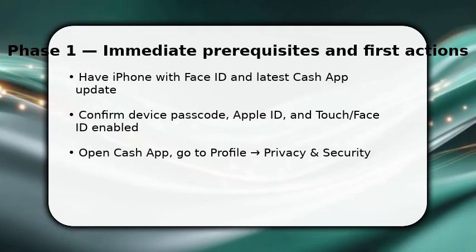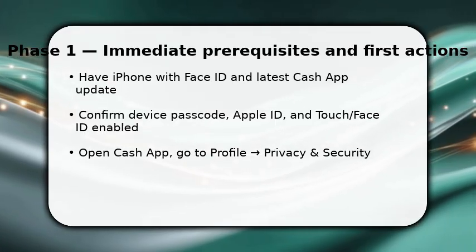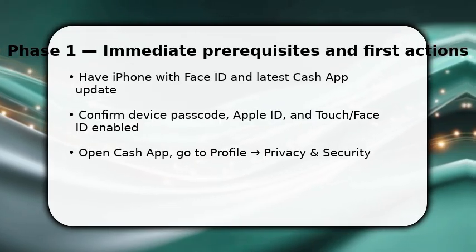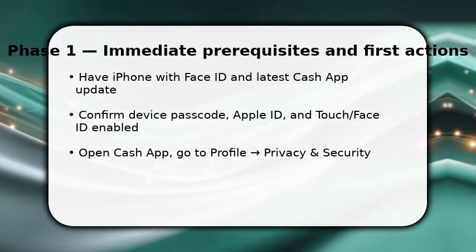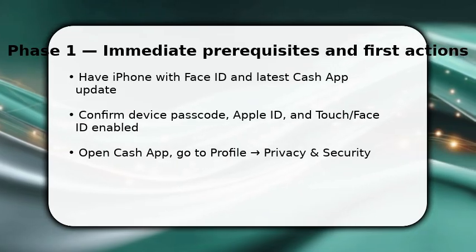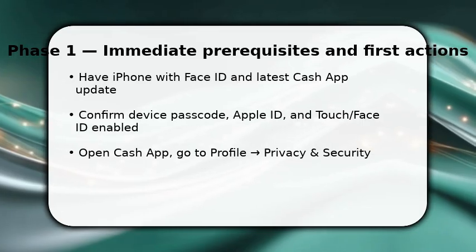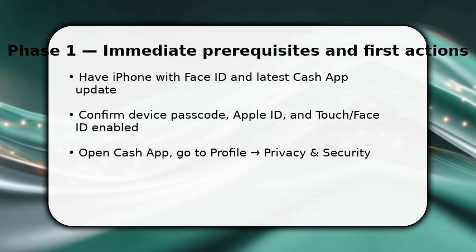You start by confirming prerequisites. Face ID must be set on your iPhone and Cash App updated. Once done, unlock the phone and make sure your device passcode is active. This anchors biometric security. Now open Cash App, tap your profile icon, and find Privacy and Security.